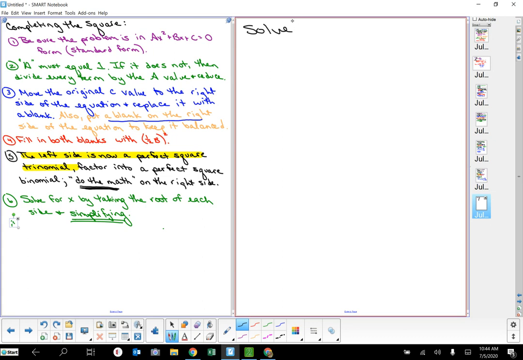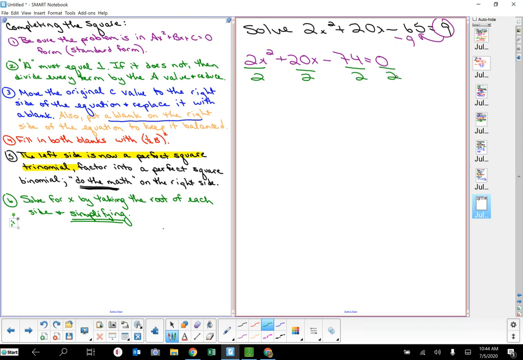So we're going to solve 2x squared plus 20x minus 65 equals 9. Step 1, purple. Be sure the problem's in standard form. It's not. We need to move this 9 to the other side by subtraction. So we now have 2x squared plus 20x minus 74 equals 0. Next, green step. We're going to make sure a is 1. It's not. So we're going to divide every term by a and simplify. So we get x squared plus 10x minus 37 equals 0.